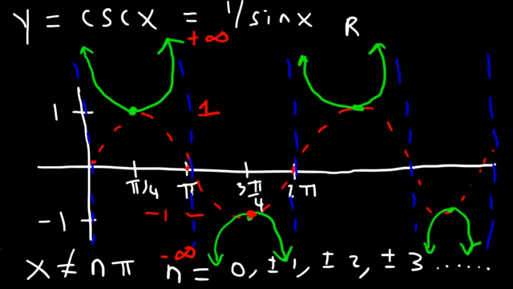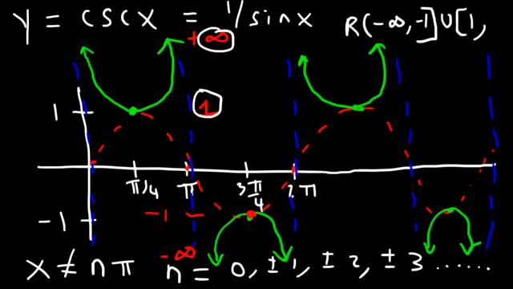So the range is going to be from the lowest y value. We need to use parentheses every time we're dealing with infinity. The lowest y value is negative infinity, and it stops at negative 1. Now, it includes negative 1, so we need to use a bracket. Union, it starts up again at positive 1 and continues all the way to infinity. So this is the range of this particular cosecant function.